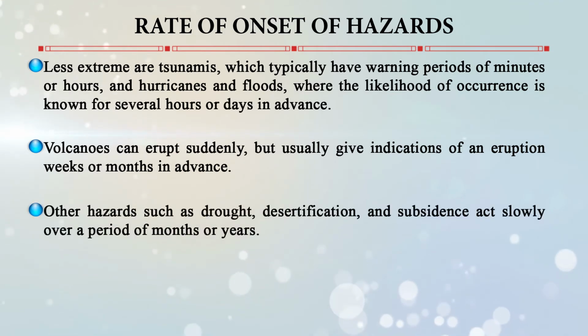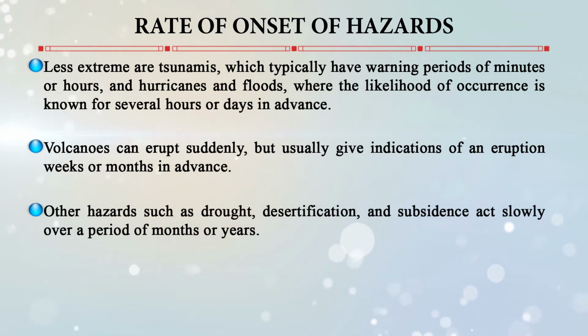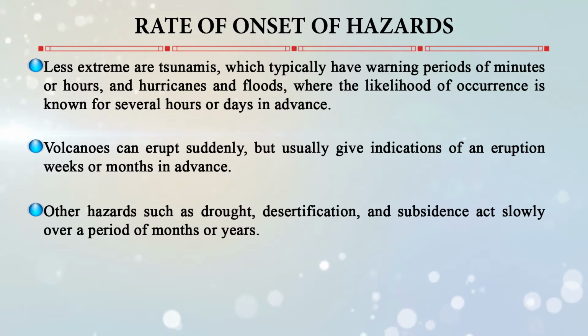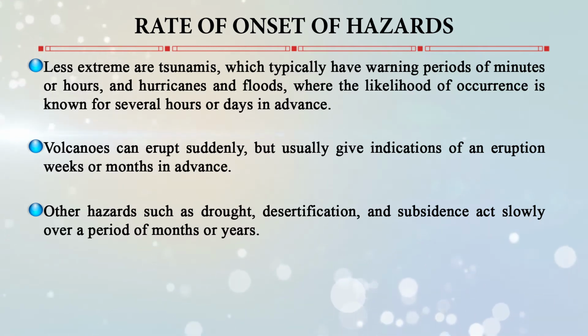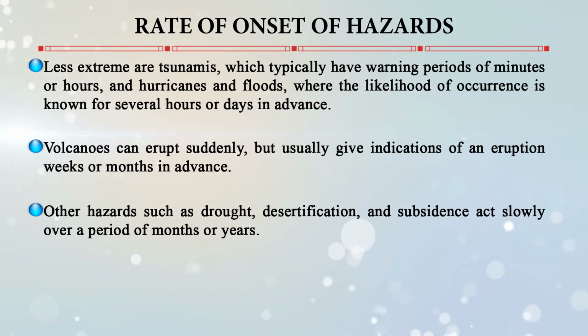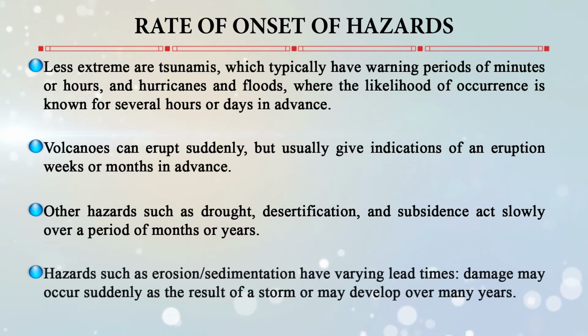There are also other hazards such as drought, desertification and subsidence which act slowly over a period of months or years. And hazards such as erosion and sedimentation can have varying lead times, so damage can occur suddenly or it can also develop over many years.